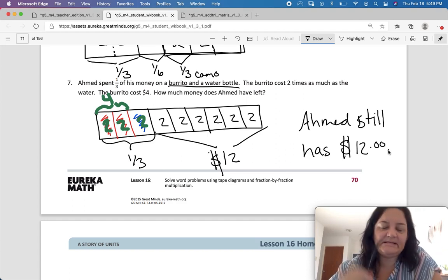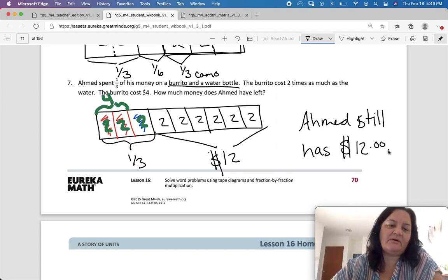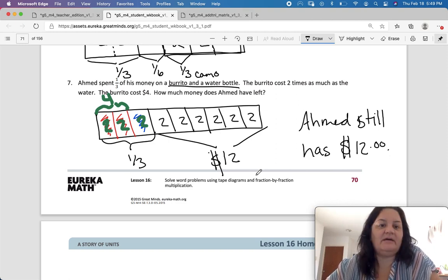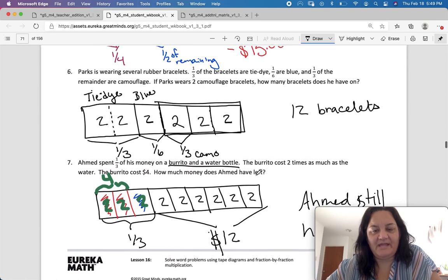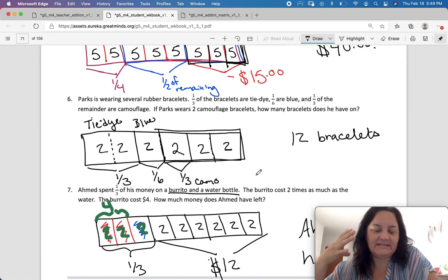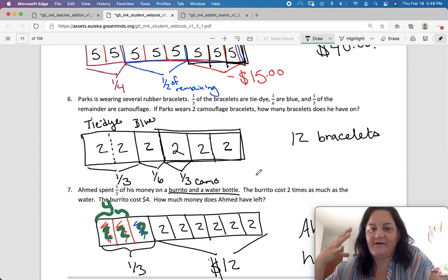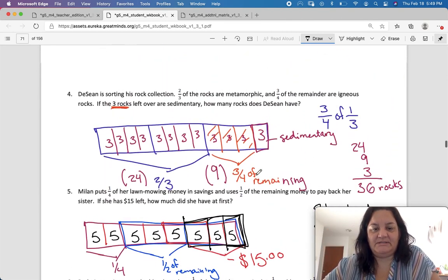Cool. This is a different way of thinking about things, right? We're thinking about things logically, not necessarily using algorithms. We're thinking about how math works and how to find answers without having to use algorithms or multiplications, right?